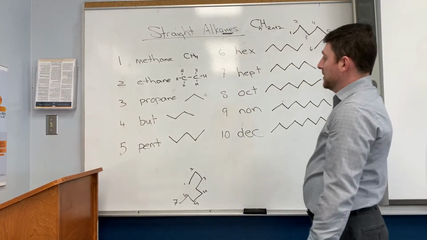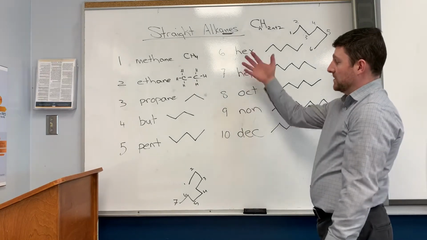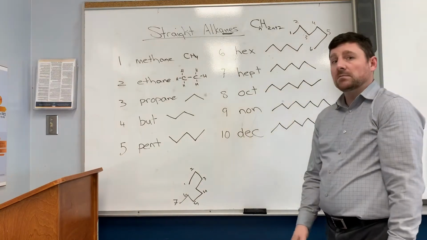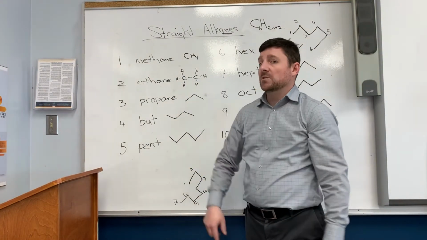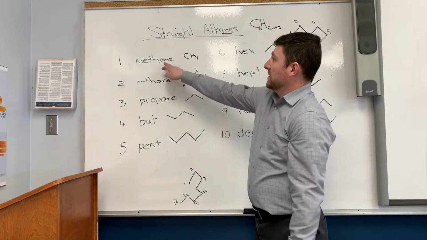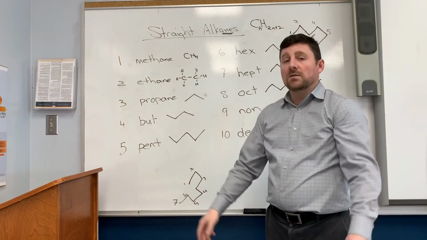So for now, really all you need to know for straight chain alkanes is these 10 alkane molecules. They start with a prefix to tell you how many carbons are in the chain, and they all end with the suffix ane to tell you that they're alkanes.